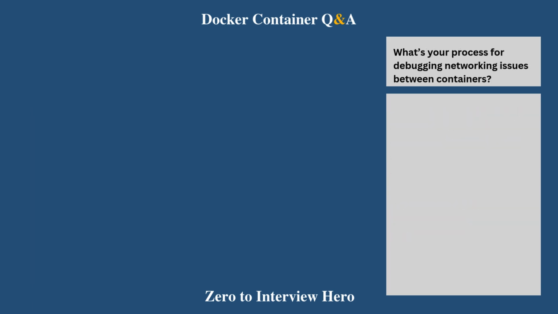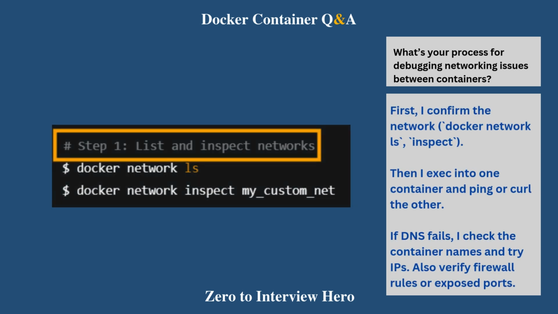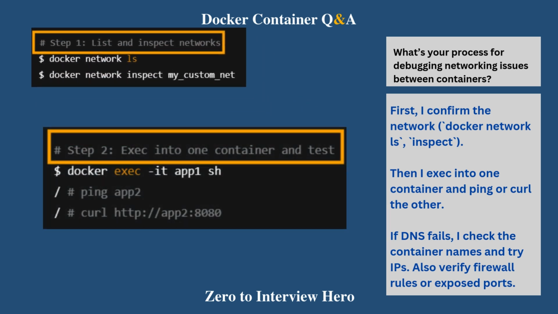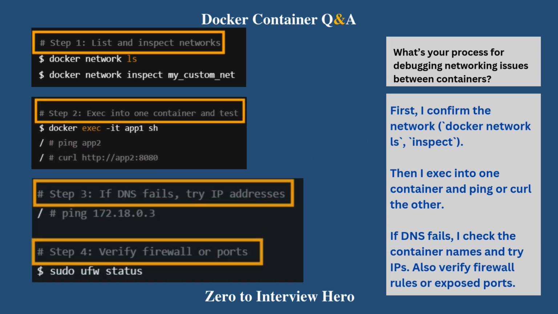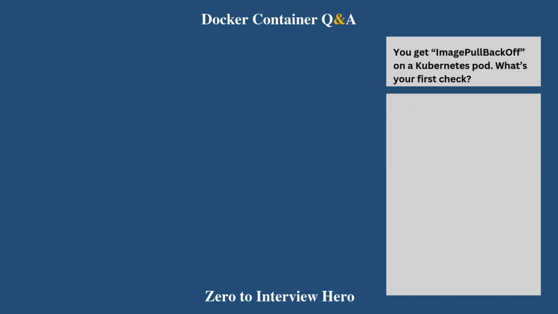Moving on with our next question. What's your process for debugging networking issues between containers? Here's how you can respond. First, I confirm the network with docker network ls or inspect. Then I exec into one container and ping or curl the other. If DNS fails, I check the container name and try IPs. Also verify firewall rules or exposed ports.